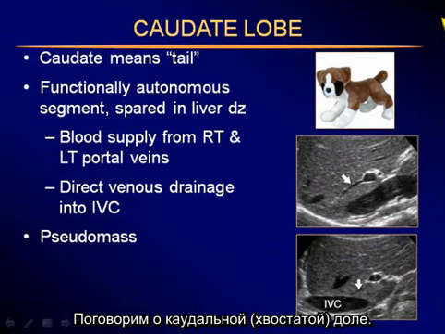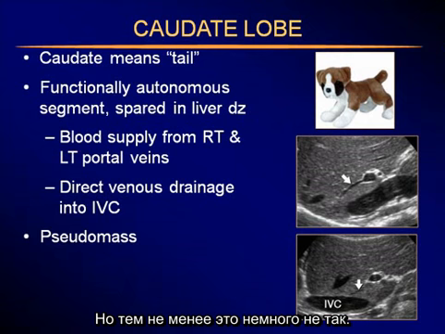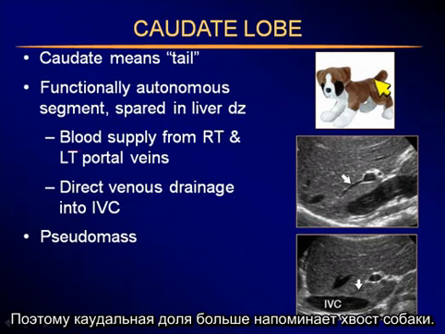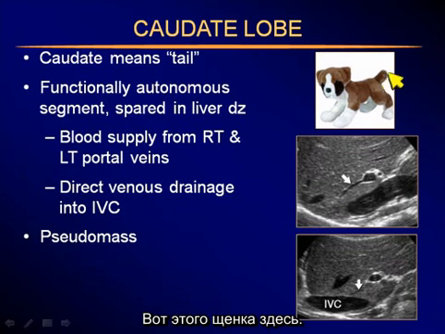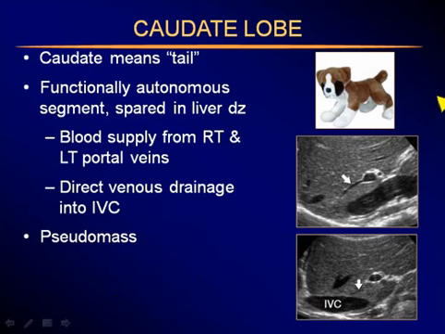I mentioned the caudate lobe. When you think of caudate, you think of something caudal, but yet that's not really what this means. Caudate in Latin means tail. So the caudate lobe is like the stubby tail of a dog. Here's a little puppy here. And it's actually one of the more cranial parts of the liver.